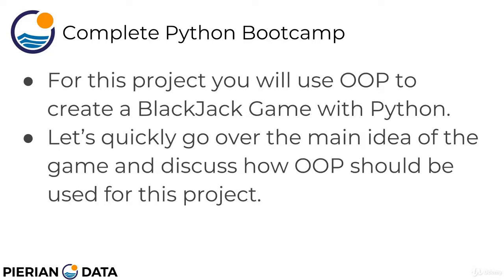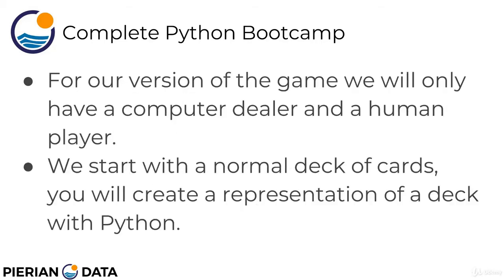So as I mentioned, for this project, you're going to be using object-oriented programming to create a blackjack game with Python. So I want to quickly go over the main idea of the game, discuss how object-oriented programming should be used for this project, and then give you a brief overview of the workbook notebook for this project. So for our version of the game, it's going to be a simplified version of blackjack, where we're only going to have a computer dealer and a human player. And we're going to start with a normal deck of cards, and you're going to create a representation of that deck with Python using object-oriented programming.